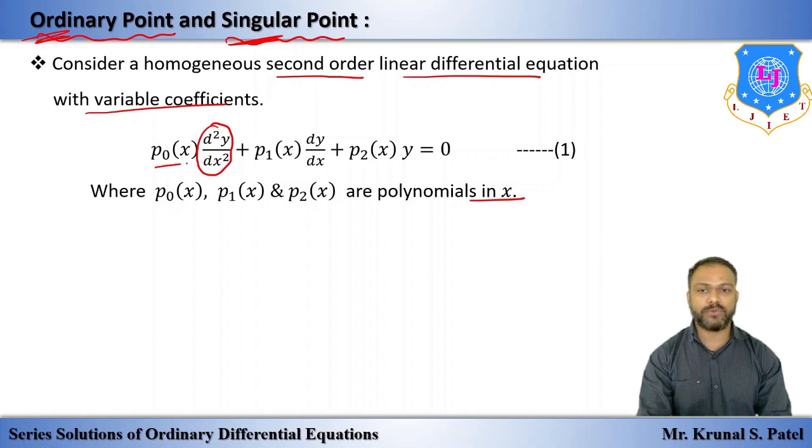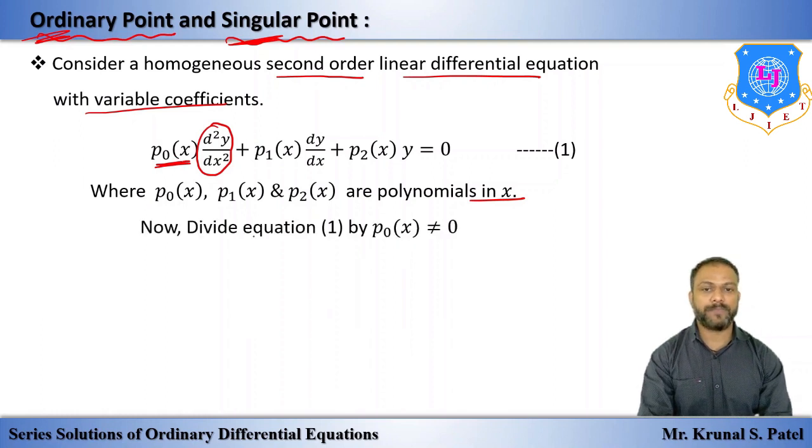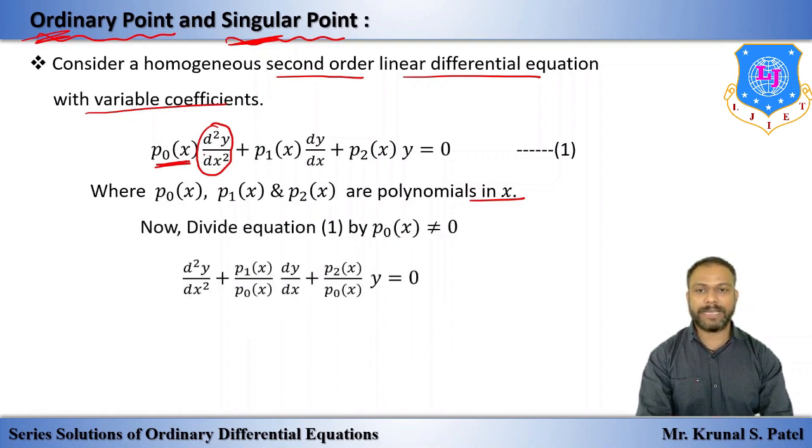Okay, so we have to divide equation number 1 by p0 of x. So we will get d square y by dx square plus p1 of x divided by p0 of x dy by dx plus p2 of x divided by p0 of x y is equal to 0. Now we will denote this as capital P of x and this as our capital Q of x.